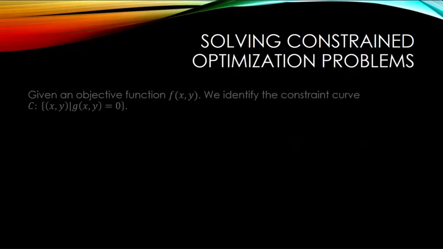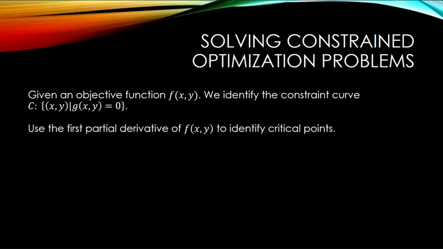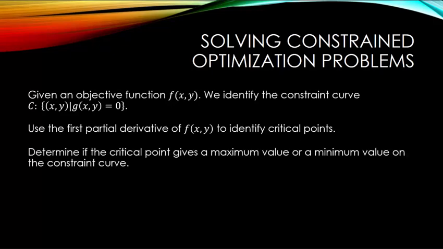So when I solve these constrained optimization problems, I need to not only identify the objective function, but also identify the constraint curve, C, which is all (x,y) such that g(x,y) = 0. I want to use the first partial derivatives of my objective function f(x,y) in order to identify critical points. Once I've identified those critical points, I know that a maximum or a minimum value may be located at one of those critical points on the constraint curve.